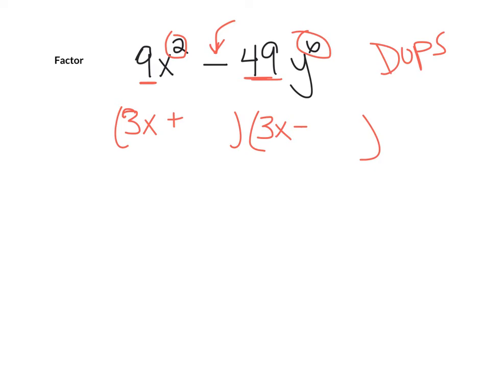Square root of 49 is going to give me 7. The square root of y to the 6 is going to give me y cubed. Notice I break them up evenly. That's why it's important to have even numbers as your variables. And there it is. There's a DOPS problem for you.